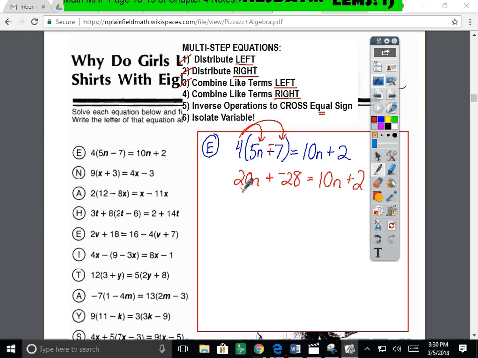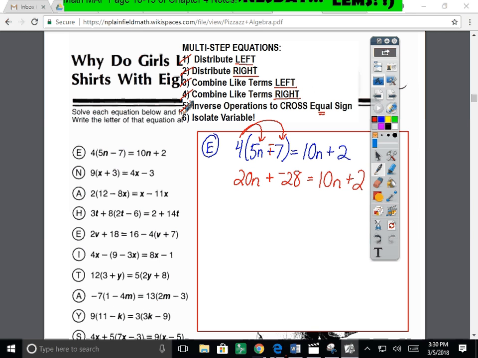So can I put together my variable term of n's with constants? The answer would be no. So move on to step 4. Can we combine anything with like terms on the right? Well, again, we have constants and variable terms that do not go together. They are not like terms. So I guess we fast forward to step number 5. I'm going to use inverse operations to cross the equal sign.